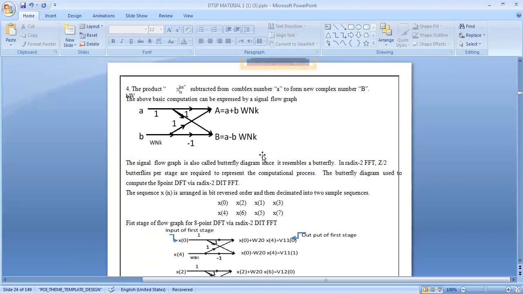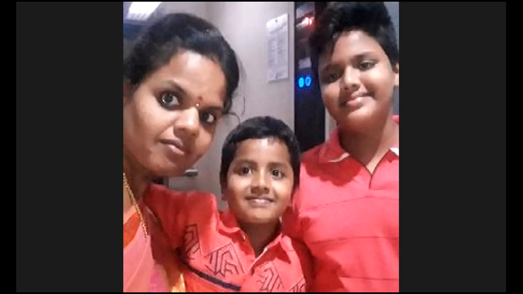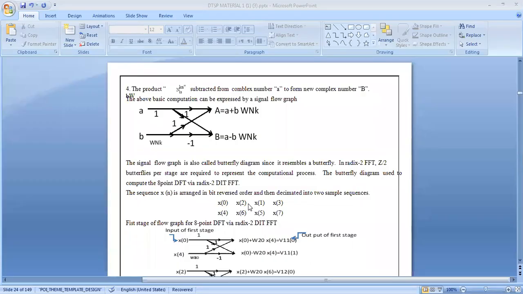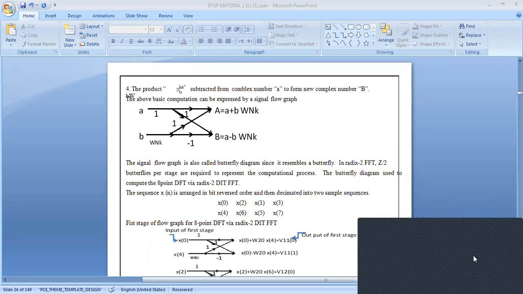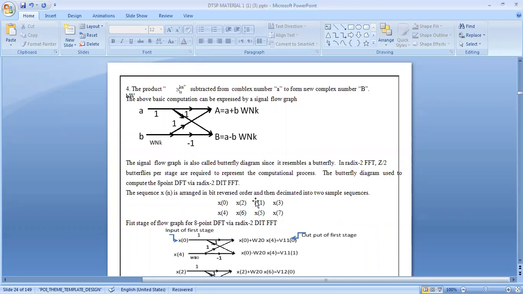Okay, what is the first step? So actually we have to arrange in bit reverse order and then decimate it. So what we'll be doing over there, we know that x of 0, x of 4, x of 2, x of 6 and so on. Okay, so the order will be x of 0, x of 4, x of 2, x of 6, x of 1, x of 5, x of 3, x of 7.